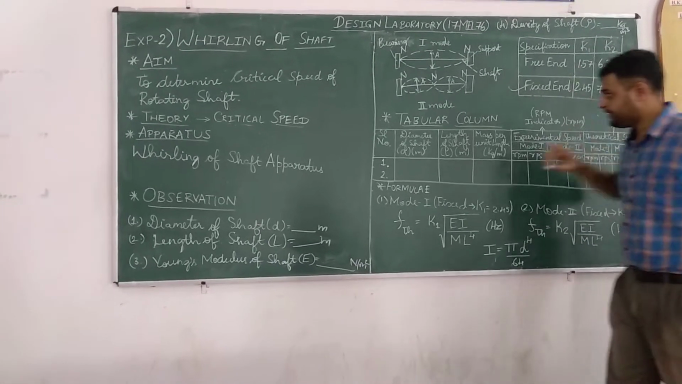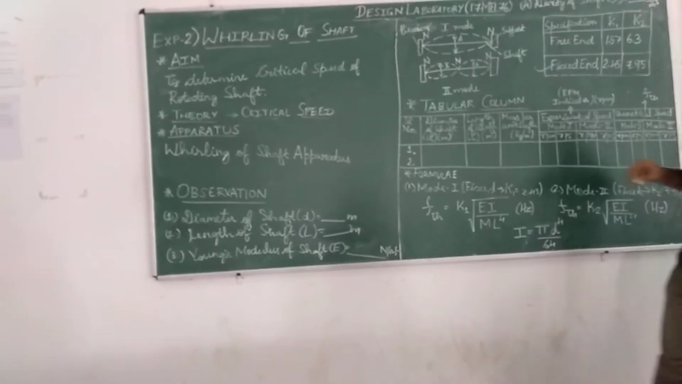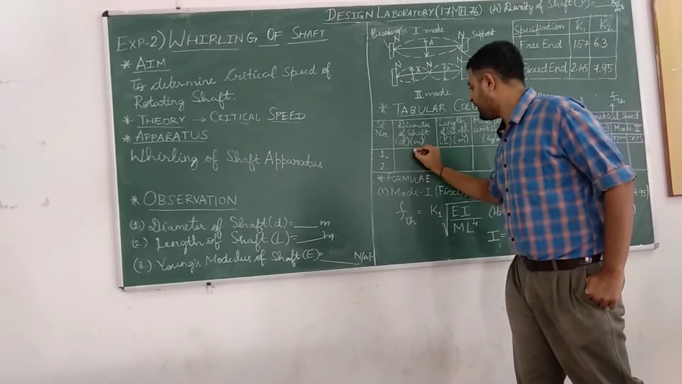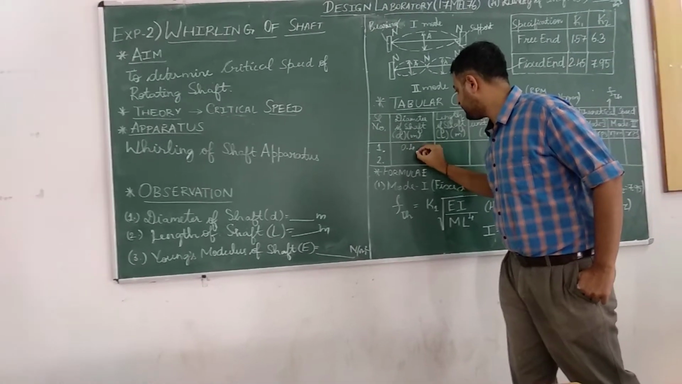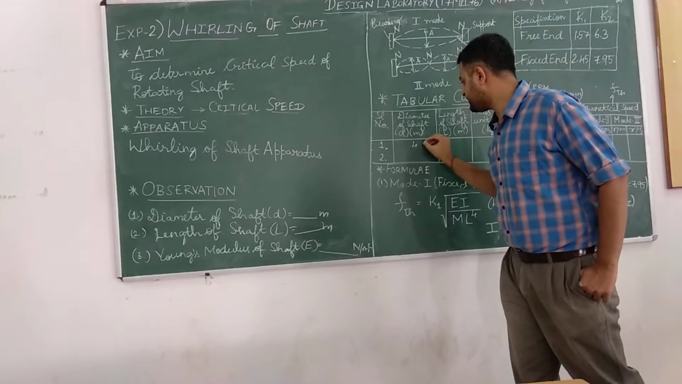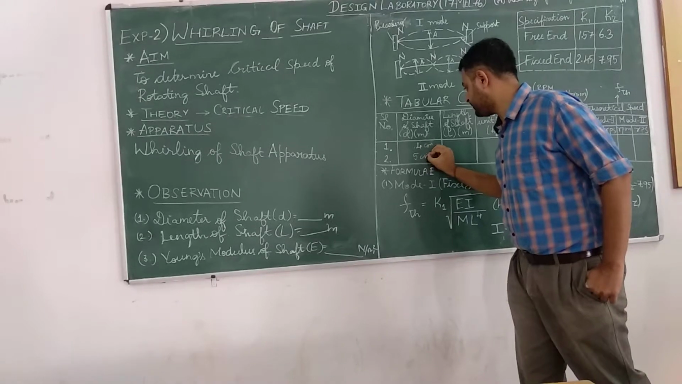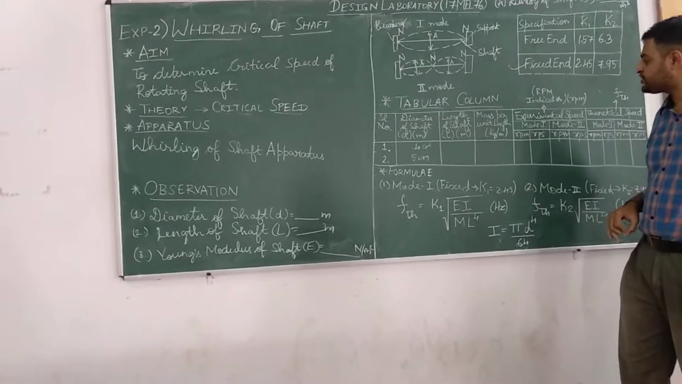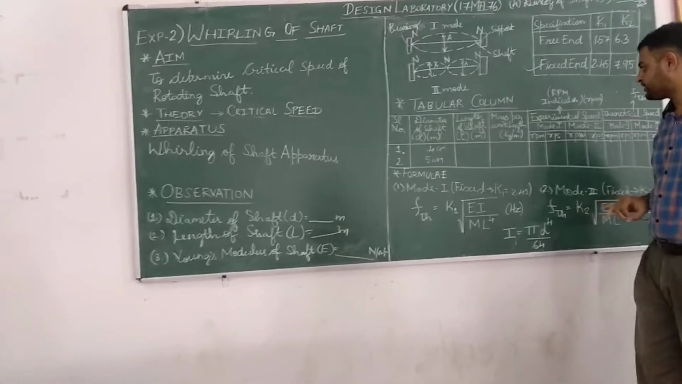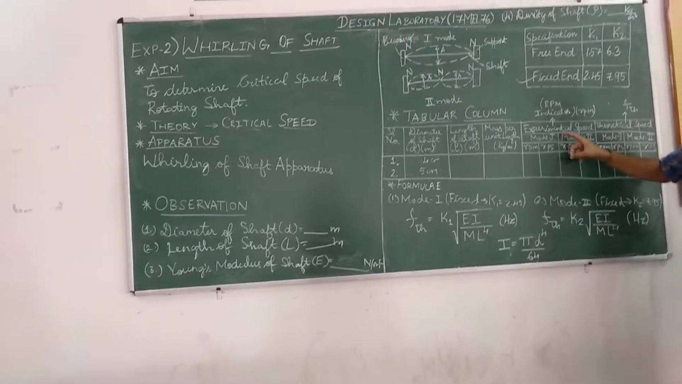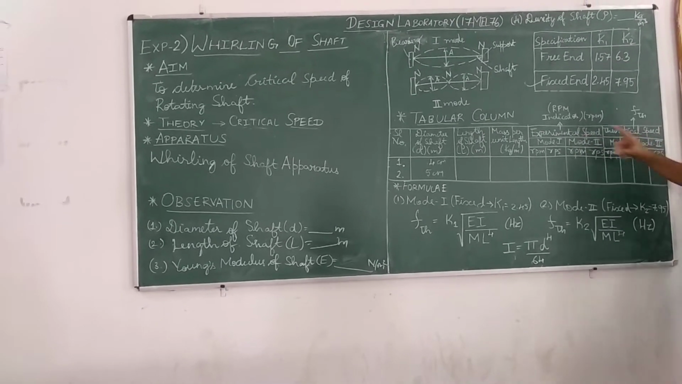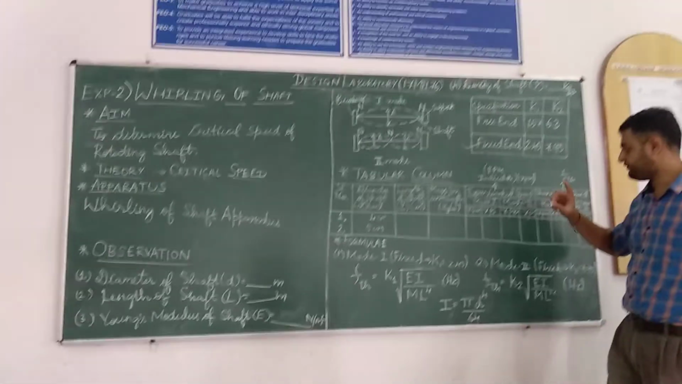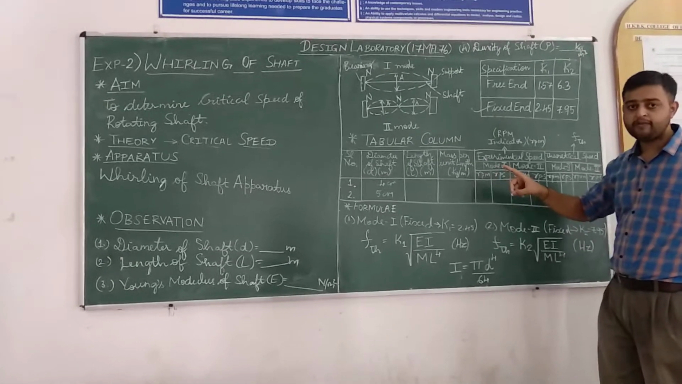We will see this later. We will come to the tabular column first. I can repeat the experiment for different diameters of the shaft, say 0.04, that is a 4 centimeter shaft, and a 5 centimeter shaft, for example. I can have two different readings. Note down the length of the shaft in each case, and the mass per unit length of the shaft in each case. Then I have two columns, experimental speed and theoretical speed. The experimental speed is given by the RPM indicator in the whirling of shaft apparatus, and the answer is in RPM.